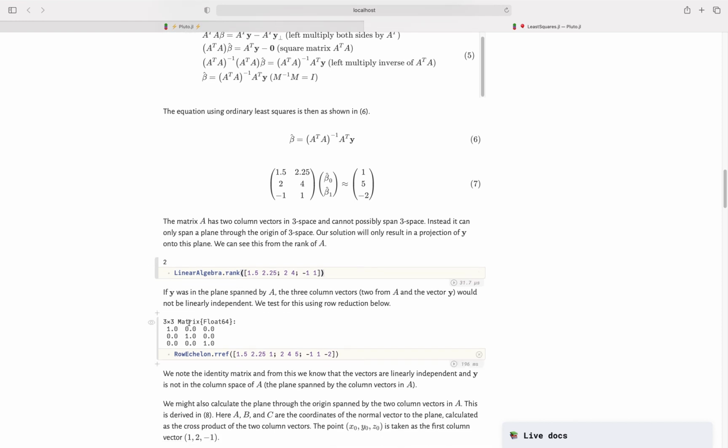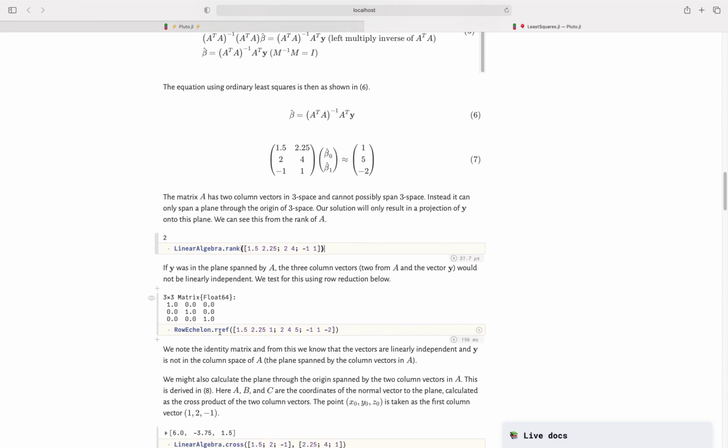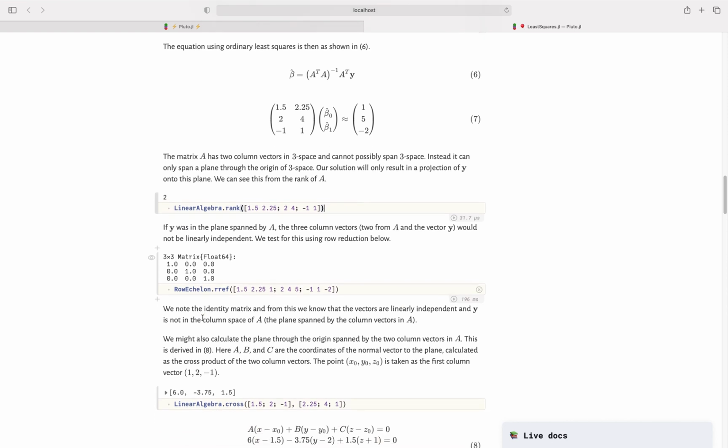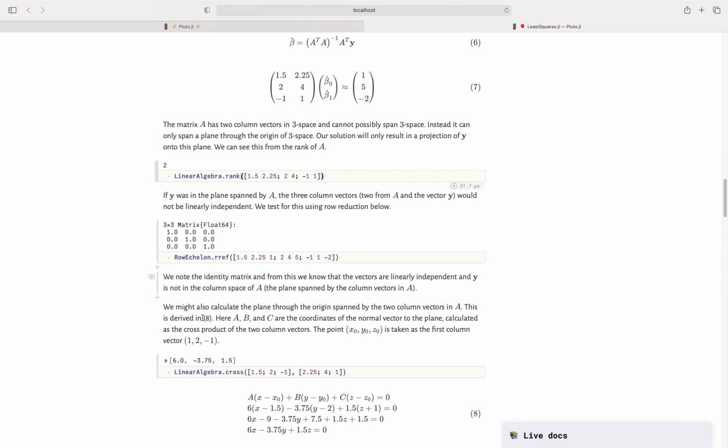Another way to show that y cannot be in the column space of those 2 vectors is to take all 3 of them together as three column vectors. I'm just adding y to this matrix, and I'm taking the reduced row echelon form, RREF, from the row echelon package or library, and applying that, and I get the identity matrix. That means it's only the zeros that solve the homogeneous system. In other words, those 3 are linearly independent, and they will span 3-space. In other words, y cannot be in the column space of A.